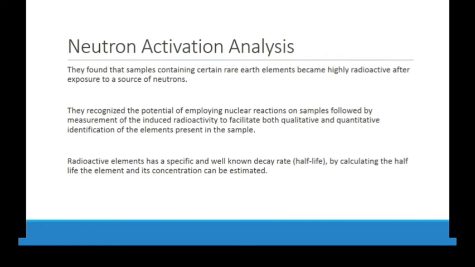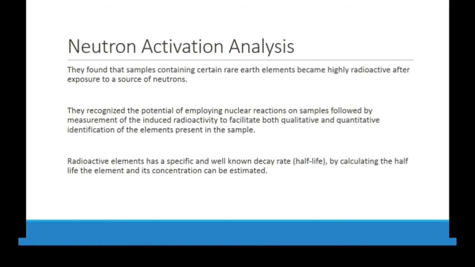They found that samples containing certain rare earth elements became highly radioactive after exposure to a source of neutrons. So if you bombard a sample containing some rare earth elements with a neutron source, you will have certain elements which are rarely present. They recognized the potential of applying a nuclear reaction on a sample, followed by measurement of the induced radioactivity, to facilitate both qualitative and quantitative identification of the elements present in the sample. A radioactive element has a specific and well-known decay rate. So every element has a decay rate.